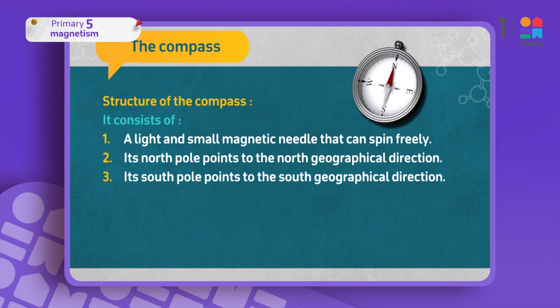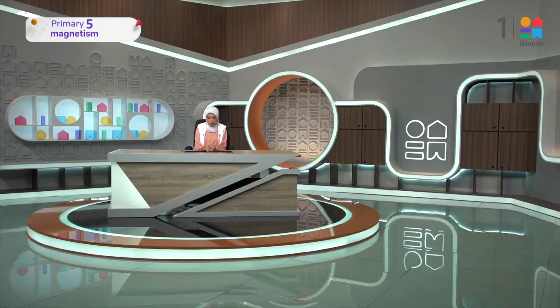يبقى من هنا عرفنا إيه هي structure of the compass. Yes, what is it? إيه هو structure of the compass? It consists of a light and small magnetized needle that can spin freely. تقدر تتحرك براحتها. تمام. طيب دلوقتي يعني إيه compass؟ How can we define the compass؟ دلوقتي عايزين نقول definition للcompass.